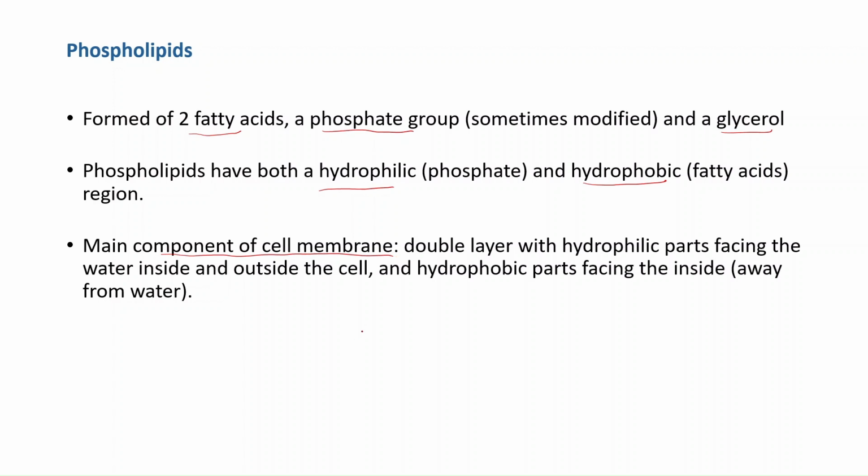Because let me represent the hydrophilic part, the phosphate, as a head, and the tails are going to be the two fatty acids. By making a double layer, you put the hydrophobic parts in the center, because one of these is going to be inside the cell, the other side is outside the cell.